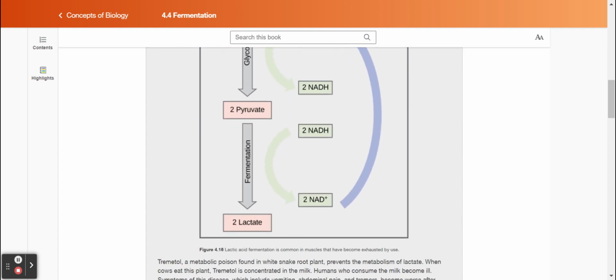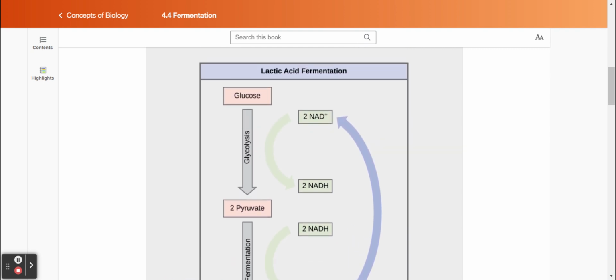Figure 4.16. Lactic acid fermentation is common in muscles that have become exhausted by use.